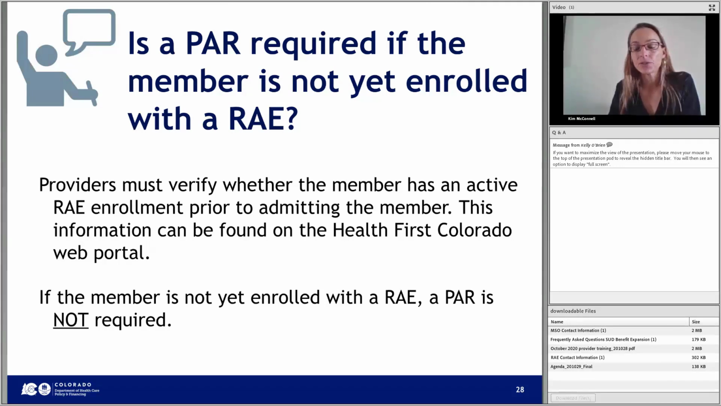Is a PAR required for those rare instances where a member is not yet enrolled with a RAI? There is no prior authorization process for the claims that are going to go fee for service for those not yet enrolled with a RAI. Again, this is going to be a very, very tiny fraction of patients, but there is not a prior authorization process for that when claims are submitted directly to Health First Colorado to the interchange system. Billing and coding, we'll talk about that later. It's exactly the same for the fee-for-service claims as it is for the services going through the RAIs.